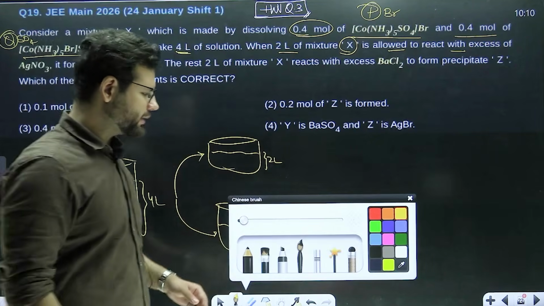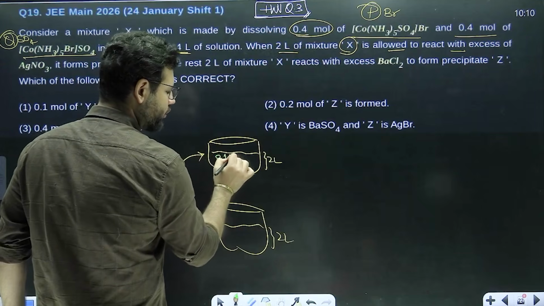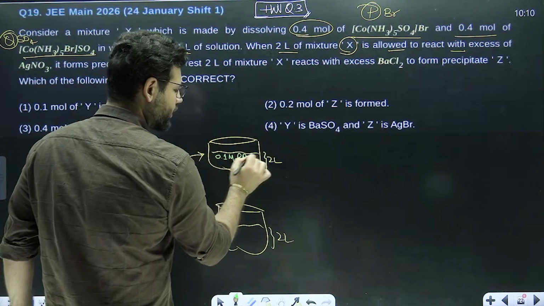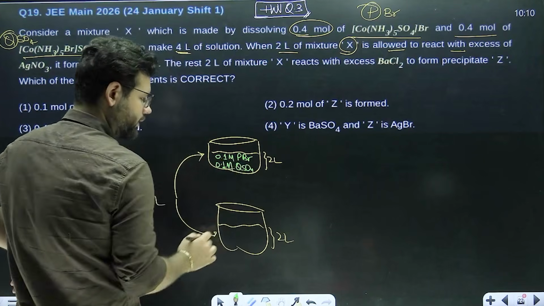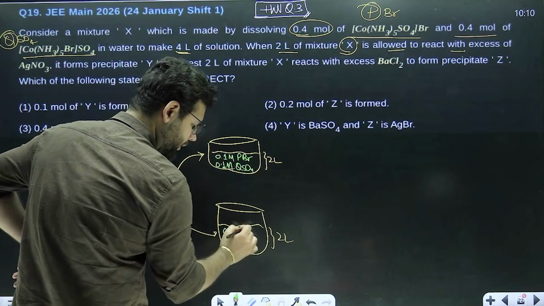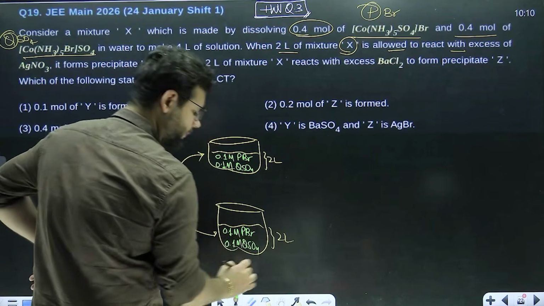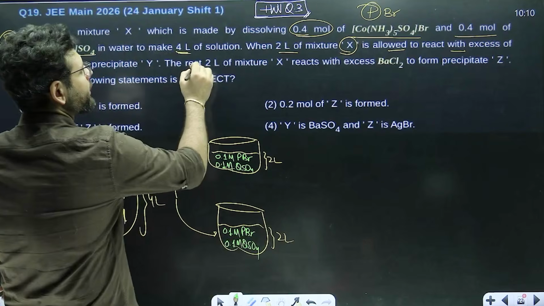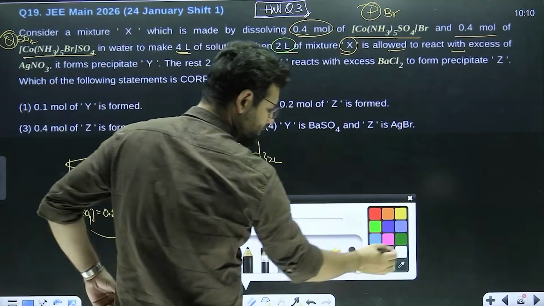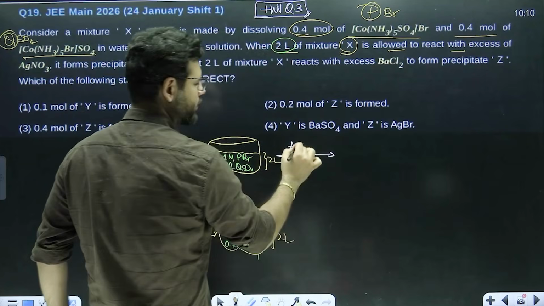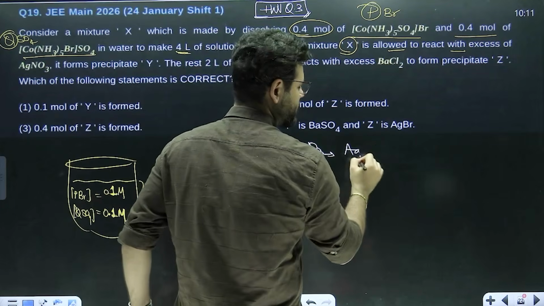Obviously, molarity is an intensive property. Molarity will not get cut into half. So this is still 0.1 molar PBr, still 0.1 molar QSO4. This is also still 0.1 molar PBr and 0.1 molar QSO4. They are saying the first 2 liter mixture of X is allowed to react with excess AgNO3. AgNO3 will precipitate all the bromides here, giving you AgBr precipitate.